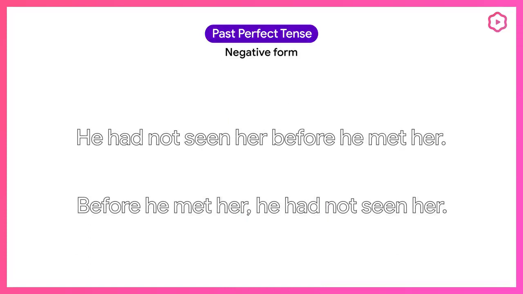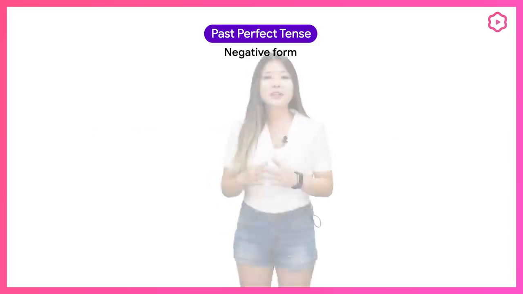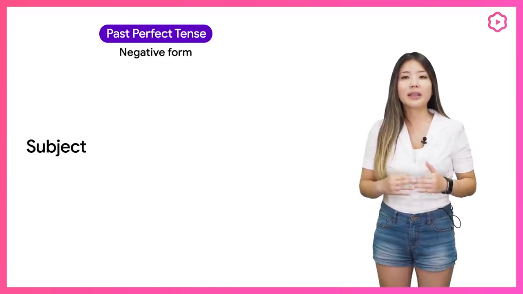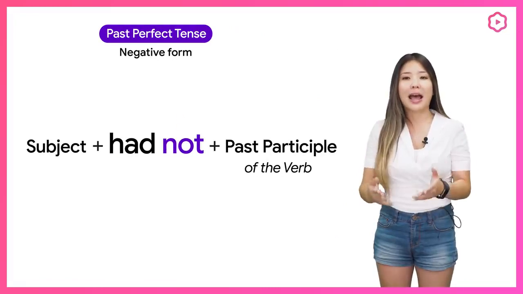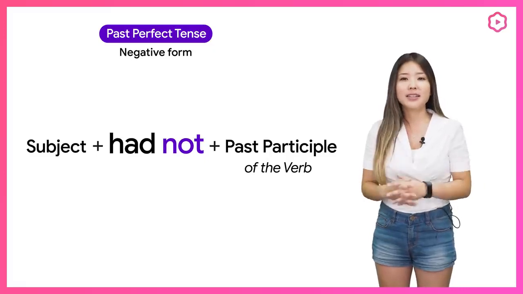Let's take a look now at the negative form. The first example sentence says, he had not seen her before he met her. The difference between the affirmative and the negative here is the not. We put the not after had. He had not seen her.